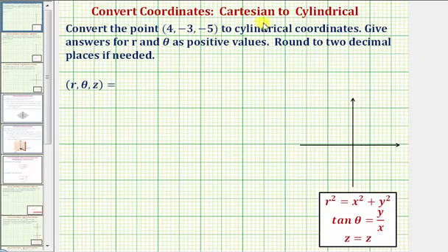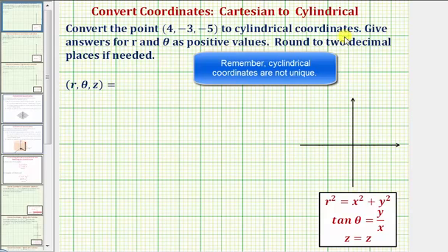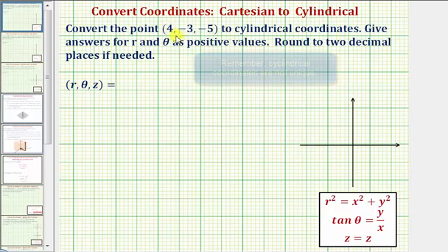We're given a point in Cartesian coordinates and asked to find possible cylindrical coordinates. So the given point has coordinates 4, negative 3, negative 5. So we know x equals 4, y equals negative 3, and z equals negative 5. To find possible cylindrical coordinates, we need to find r, theta, z, but we are asked to use positive values for r and theta and also to round to 2 decimal places if needed.